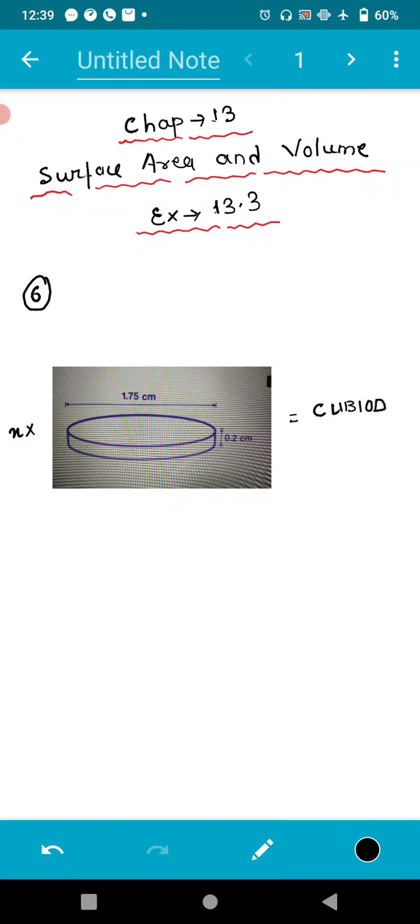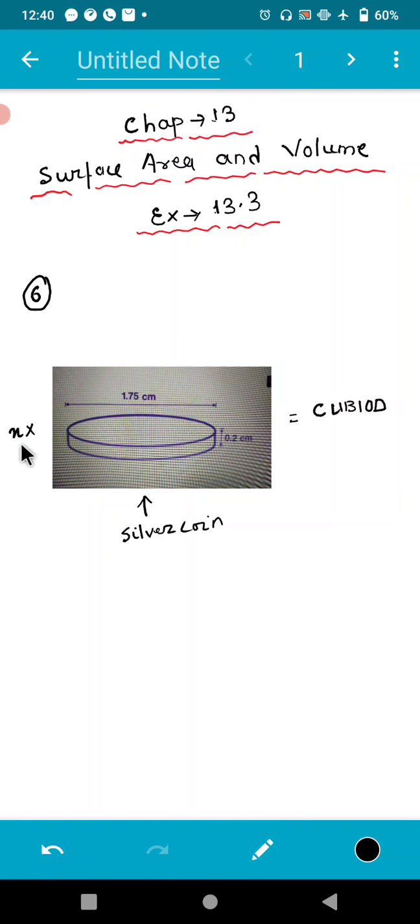How many silver coins 1.75 centimeter in diameter and of thickness 2 millimeter must be melted to form a cuboid of dimension 5.5 centimeter into 10 centimeter into 3.5 centimeter. As per the question, I have already drawn the figure like this. Imagine this as a silver coin.